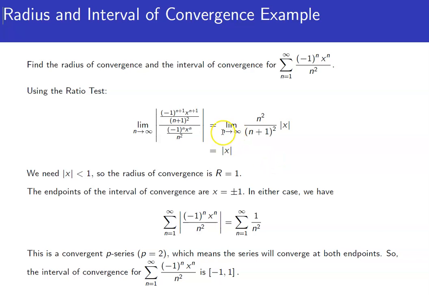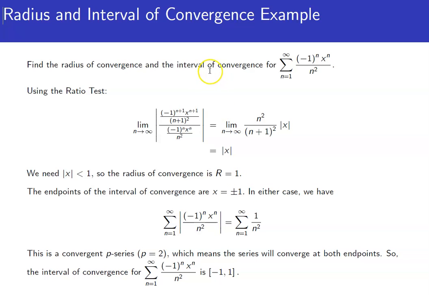So now we're looking at taking the limit as n goes to infinity of n squared over n plus 1 squared times the absolute value of x. For a fixed value of x, this is going to go to the absolute value of x, because the limit of n squared over n plus 1 squared goes to 1. So, in order for this to converge, according to the ratio test, we need the absolute value of x to be less than 1. And that's exactly the form that we need to be able to read off the radius of convergence. So the radius of convergence in this case is 1.